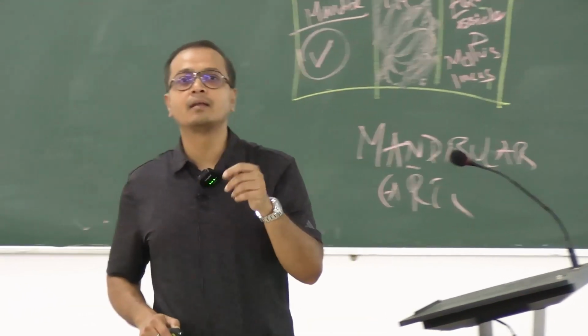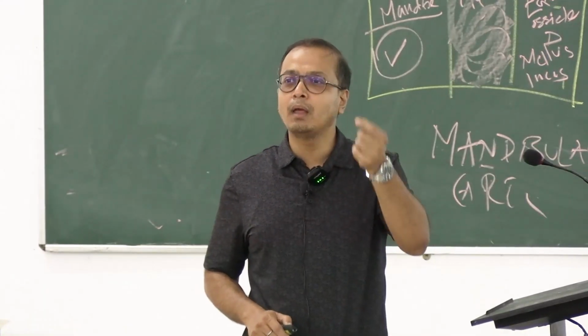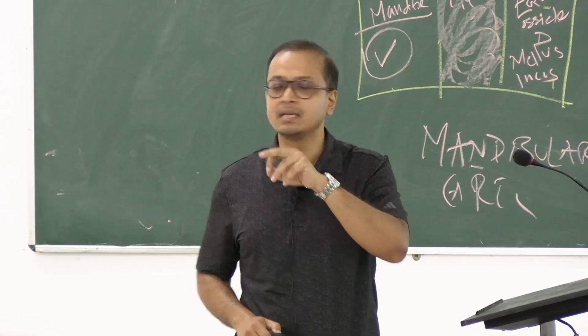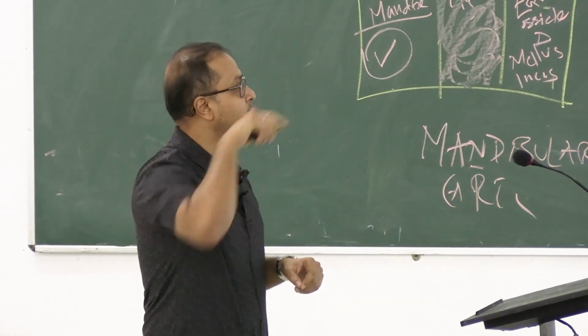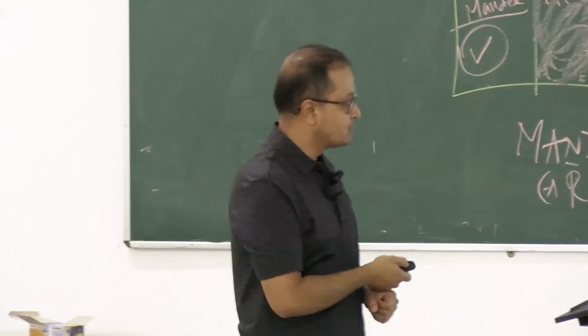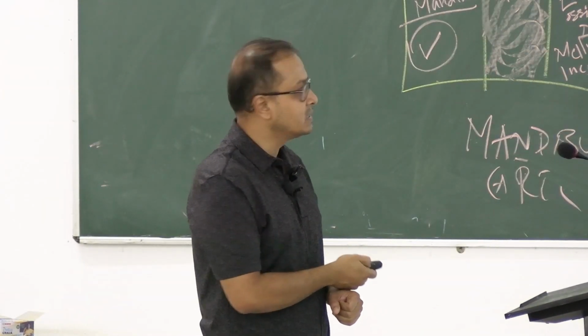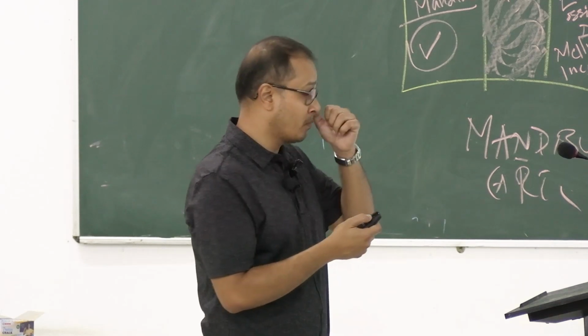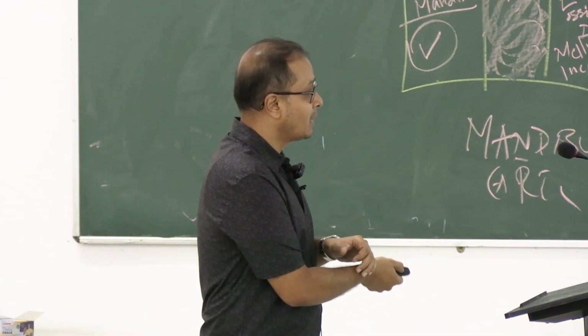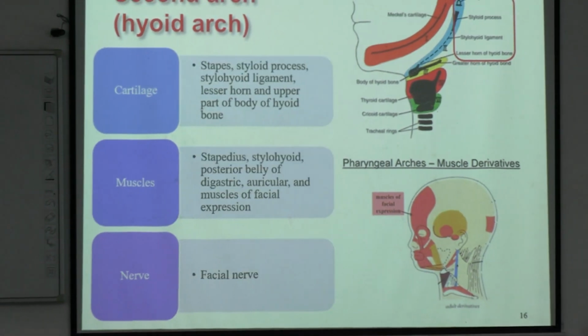In addition to that, we have the posterior belly of digastric. It is sourced from the second pharyngeal arch. So the second arch produces the muscles of facial expression and the second belly, or posterior belly, of digastric. The nerve supply to it will be the facial nerve or a branch of the facial nerve. That is the easy part of it.